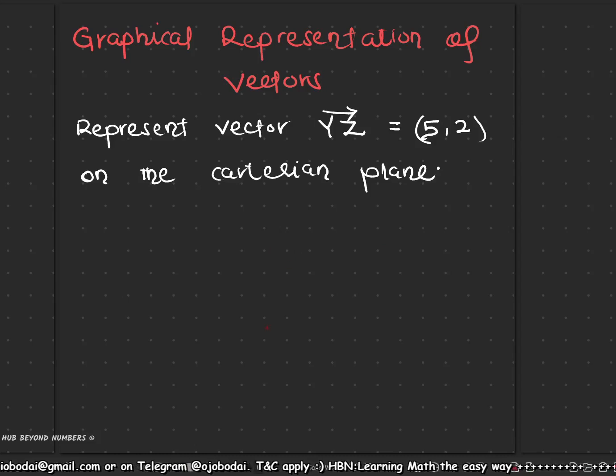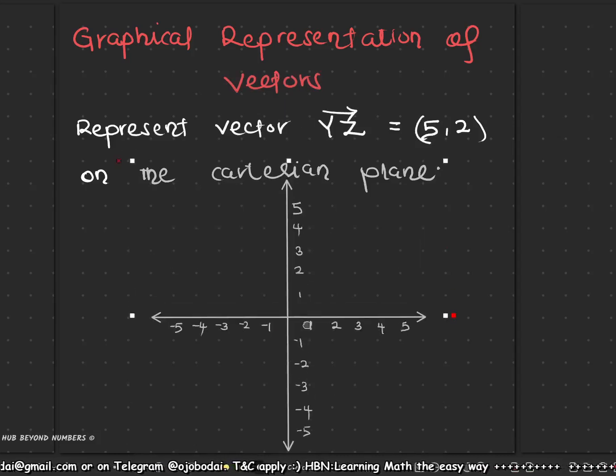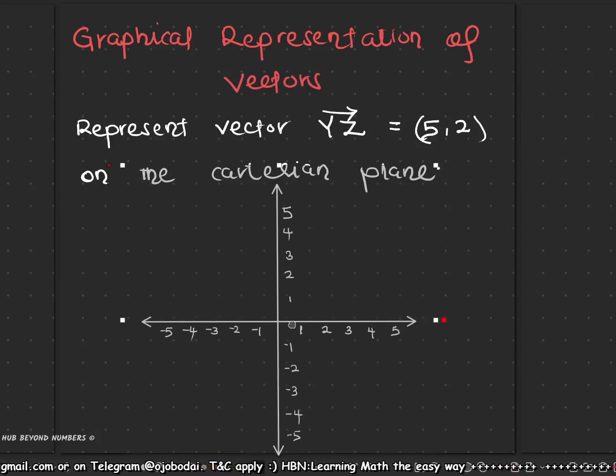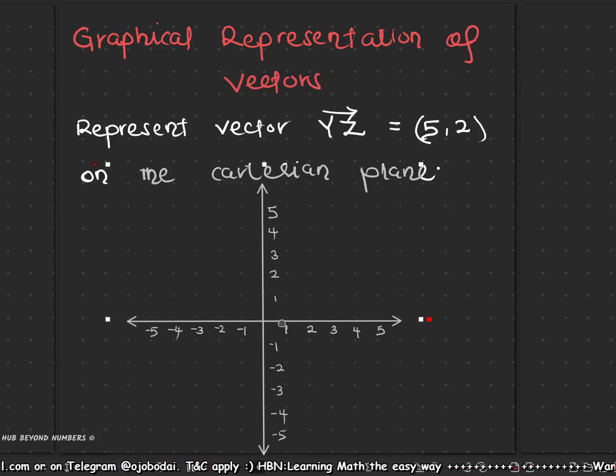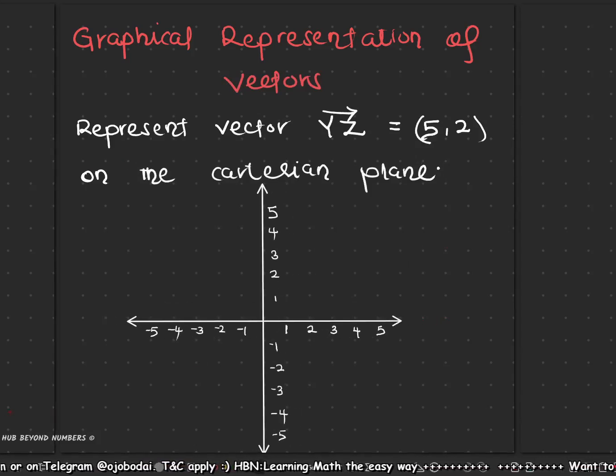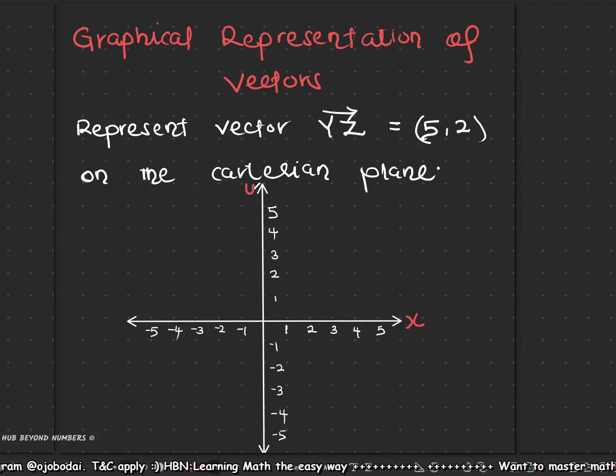So we need our Cartesian plane first of all. So this here is my Cartesian plane, if you can see that. On my Cartesian plane, I have my x-axis and I also have my y-axis. So the first point, or the first component, is with respect to the x-axis. So we come here and then locate our 5.